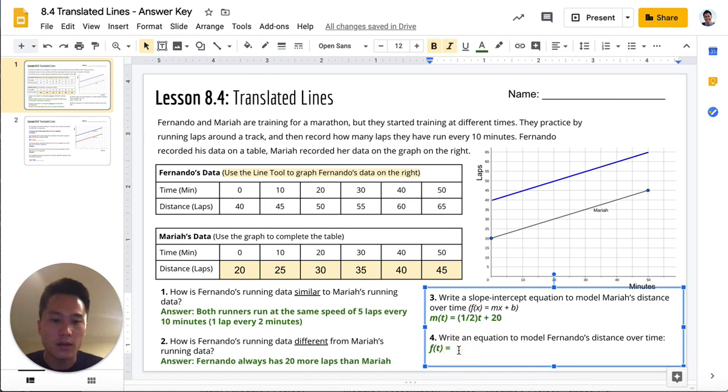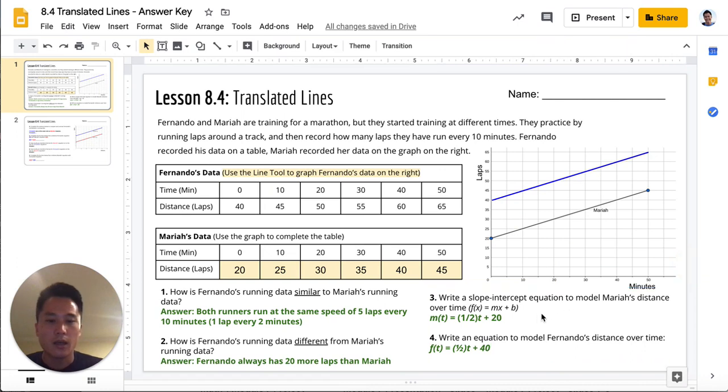Okay, Fernando, we know Fernando has the same slope or the same rate as Mariah, so that's also going to be 1/2 t plus, let's check his y-intercept on the graph. At 0 minutes, Fernando starts with 40 laps right here, so 1/2 t plus 40. Okay, now we have this slide. Let's check the next one.